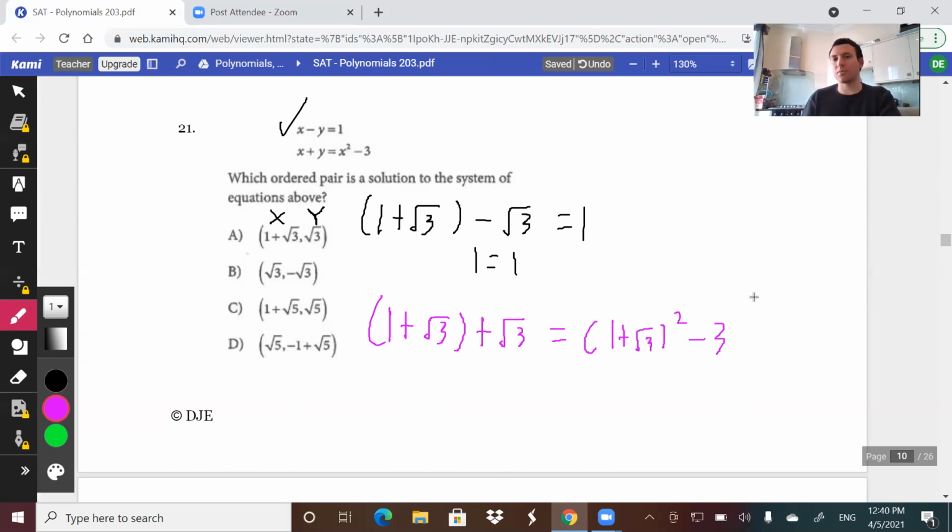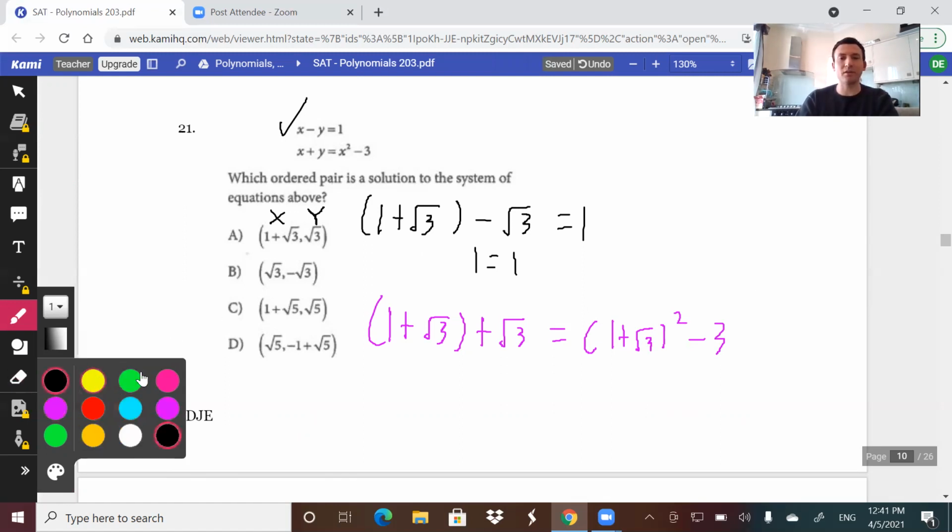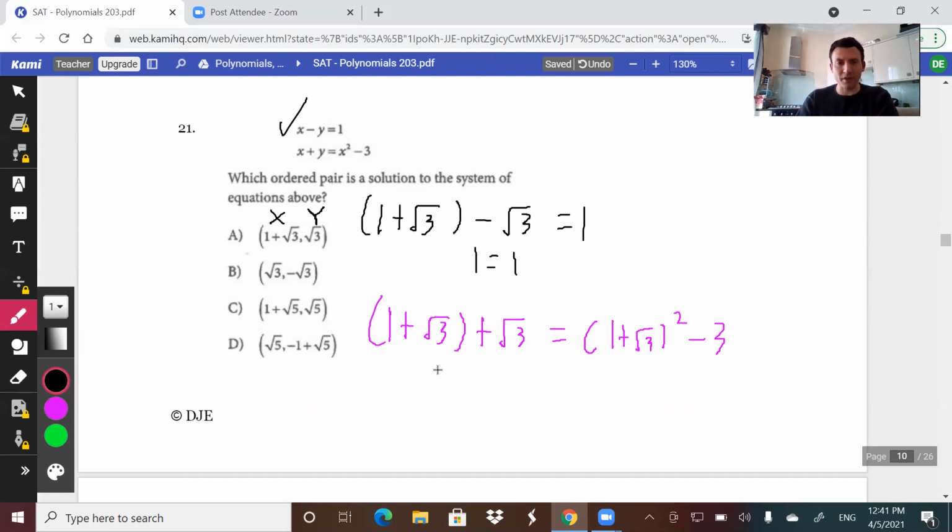And I know what you're thinking. You're probably thinking, I won't have time to do this on the test. Well, maybe you skip this problem and come back to it, but it's better to have a way to try to get it right than to just completely give it away. Anyway, what we get on the left side is 1 plus 2 root 3.